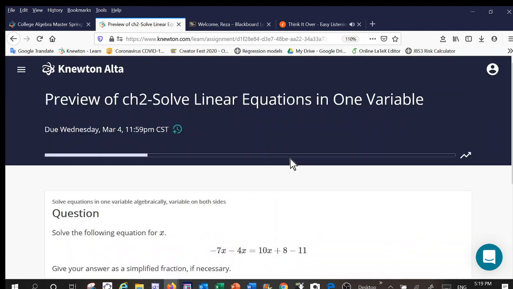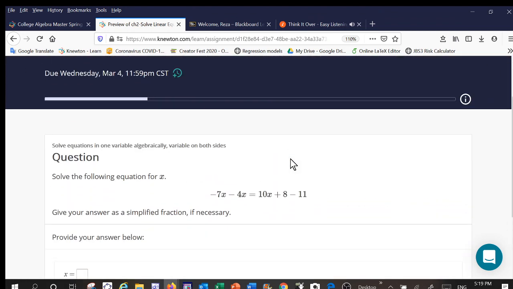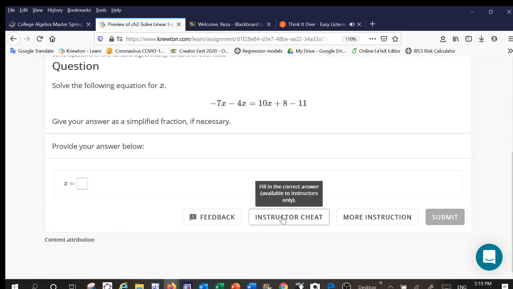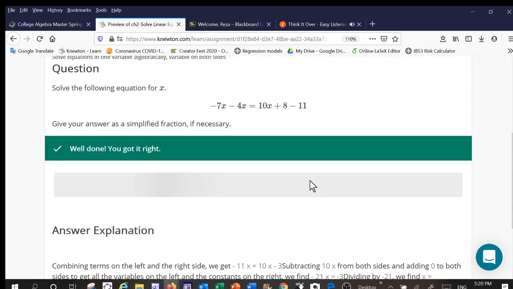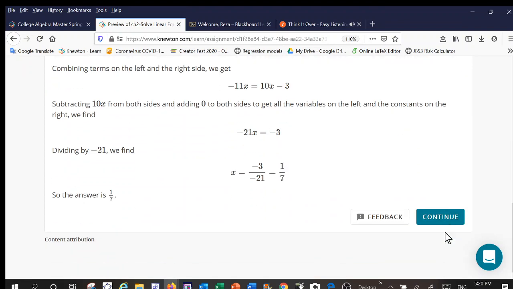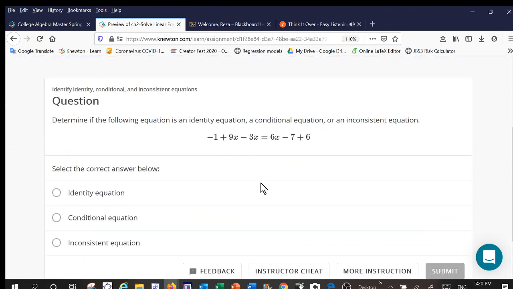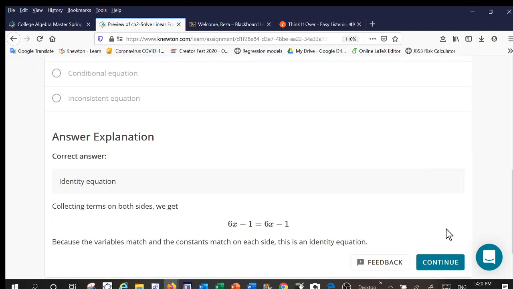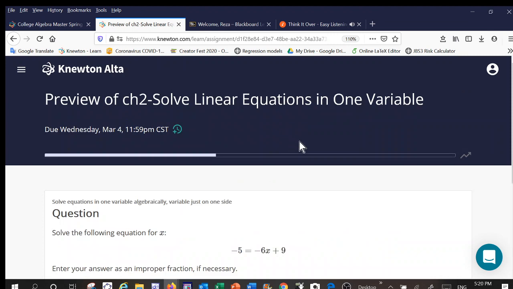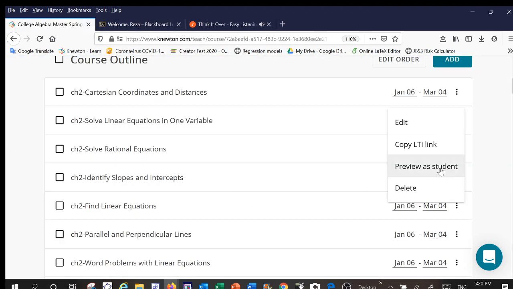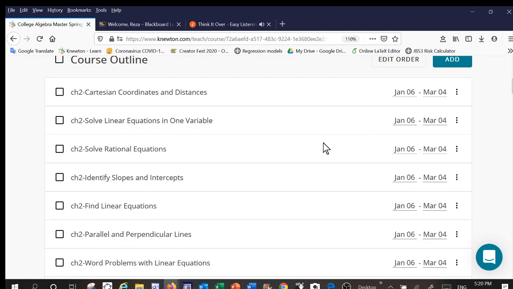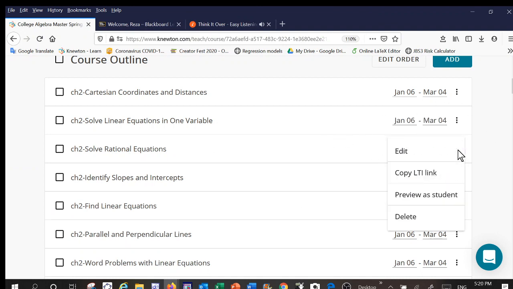So let's see if we can find anything. I don't see any problems here that you wouldn't be able to do. So I'm just going to move on. This one as well, very similar structure. I did one for you. Alright, so let's move on to the next section. So solving rational equations.